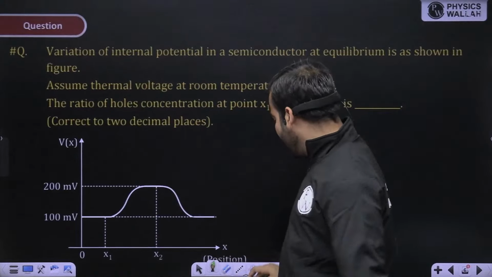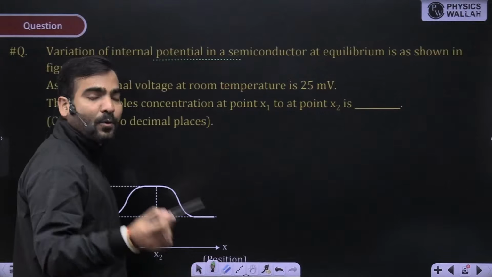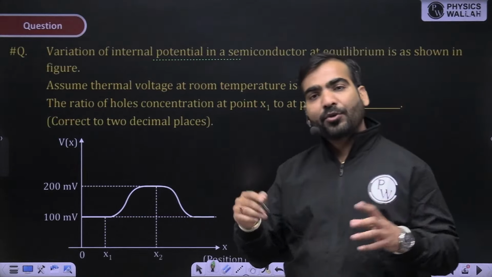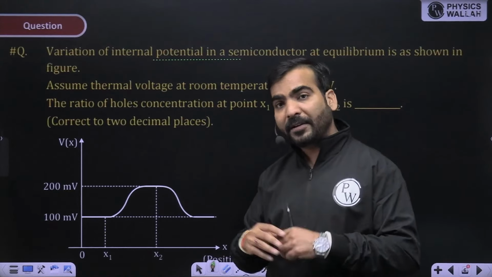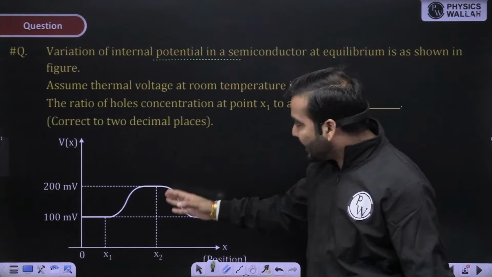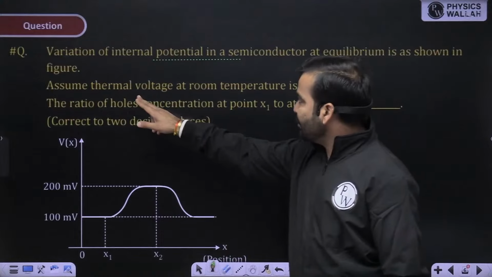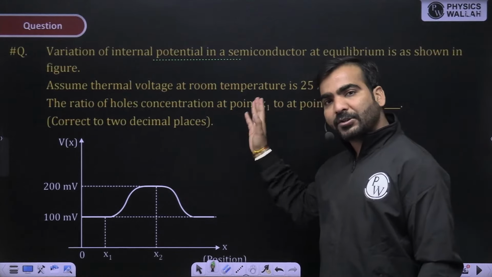Variation of internal potential means, as you know very well, internal electric field is found in a non-uniformly doped semiconductor. When there is a non-uniform concentration of electrons and holes, we have internal electric field and internal potential. That internal potential is varying like this. Assume thermal voltage at room temperature is 25 millivolt.